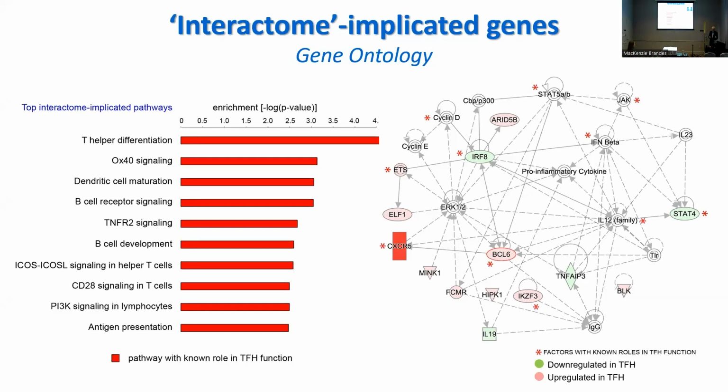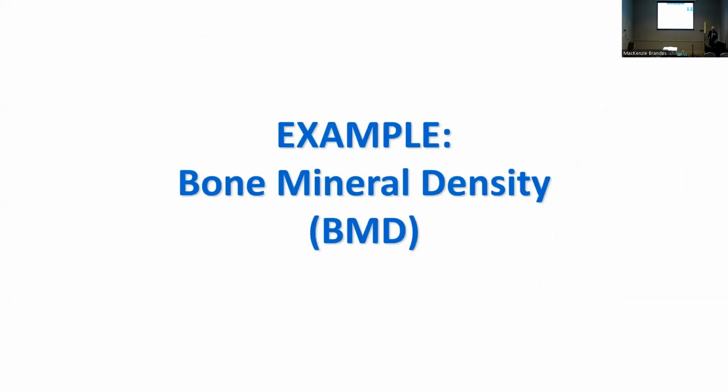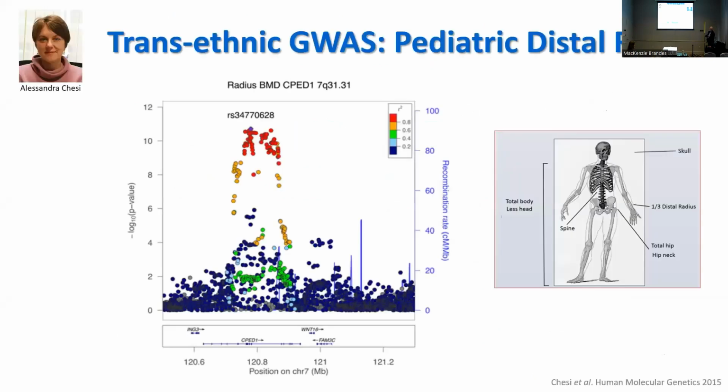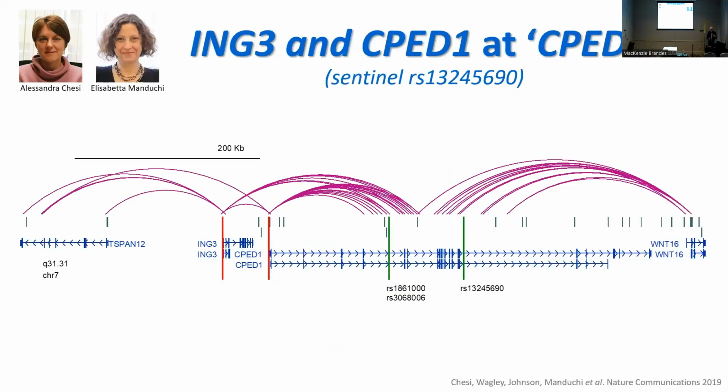Another example I like to use is bone mineral density. This is the Empire State signal for pediatric wrist fractures. Kids break their wrists quite frequently by falling out of trees or falling off walls, so it's either the top signal for being a knucklehead, or it's something to do with bone fragility. We have a few genes in that neighborhood, and the obvious gene is Wnt16, because Wnts have been really implicated in bone. But our data did not point to Wnt16. It pointed to another gene, CPED1 and ING3.